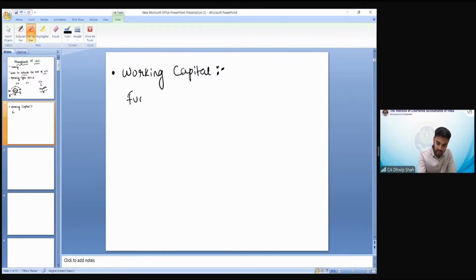Funds that you require for day to day बिजनेस ऑपरेशंस. करेक्ट. इसका कोई एग्जांपल दे सकते हो?